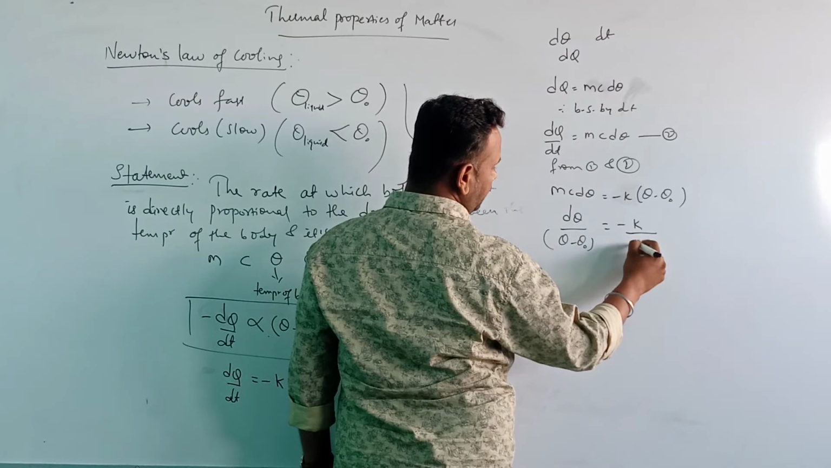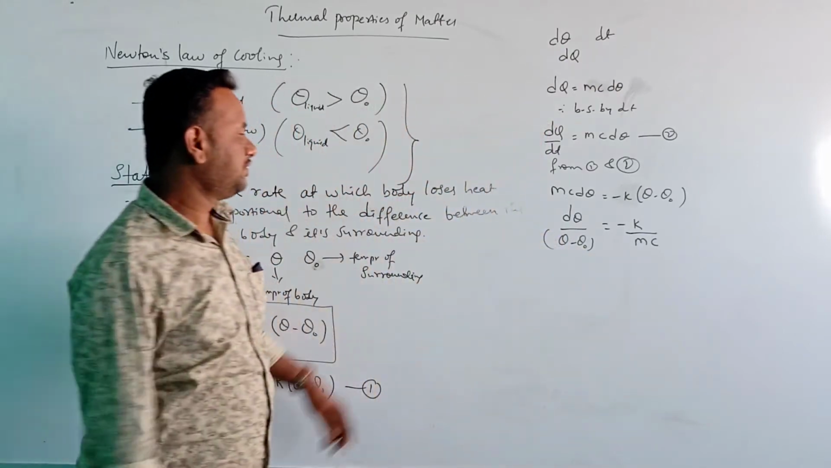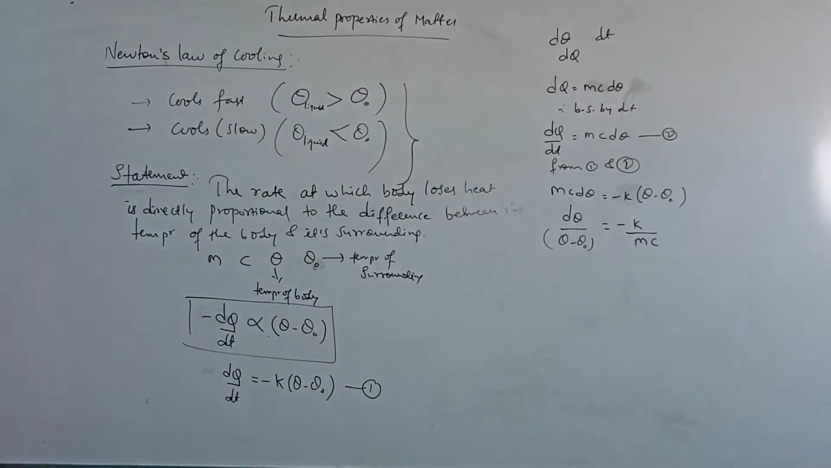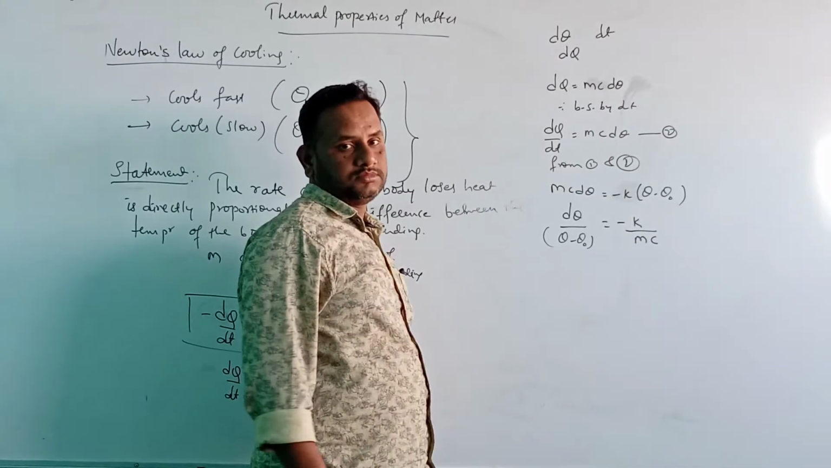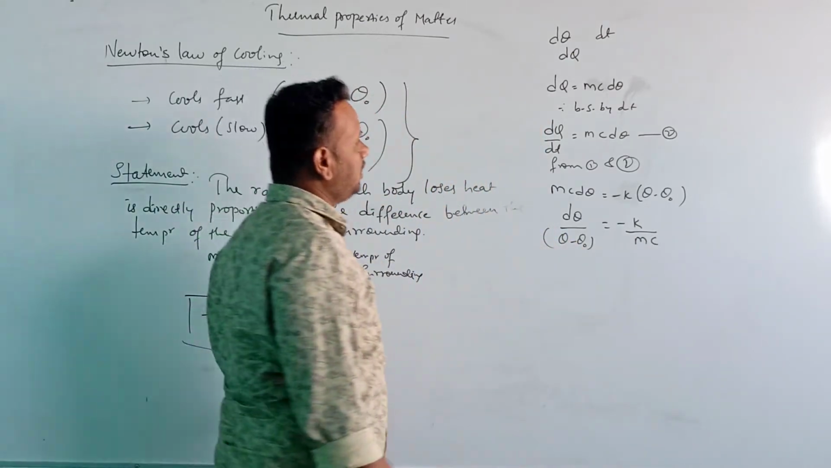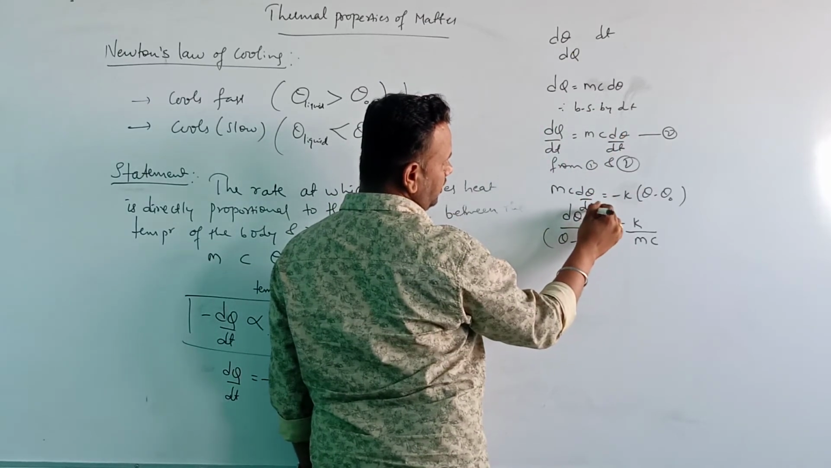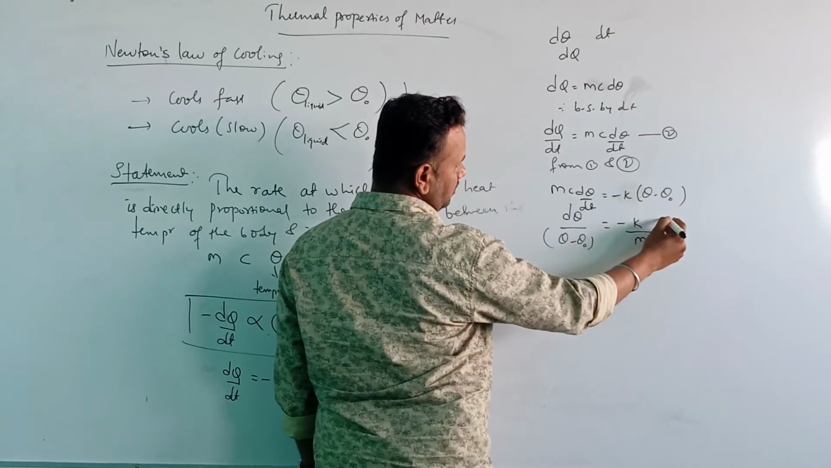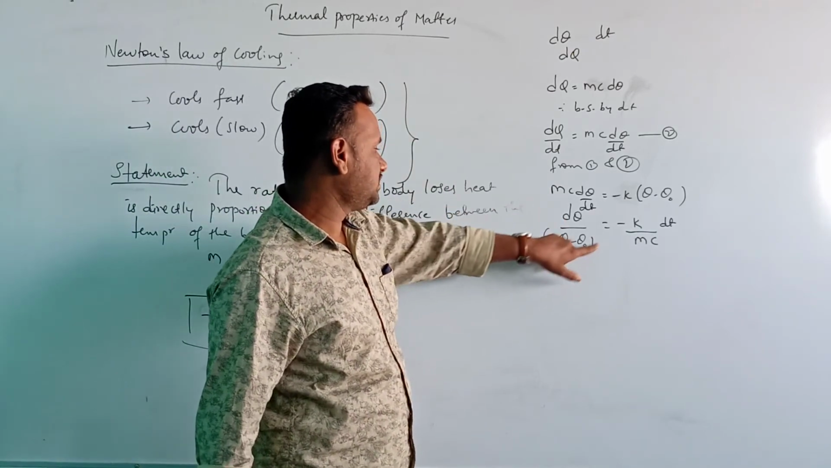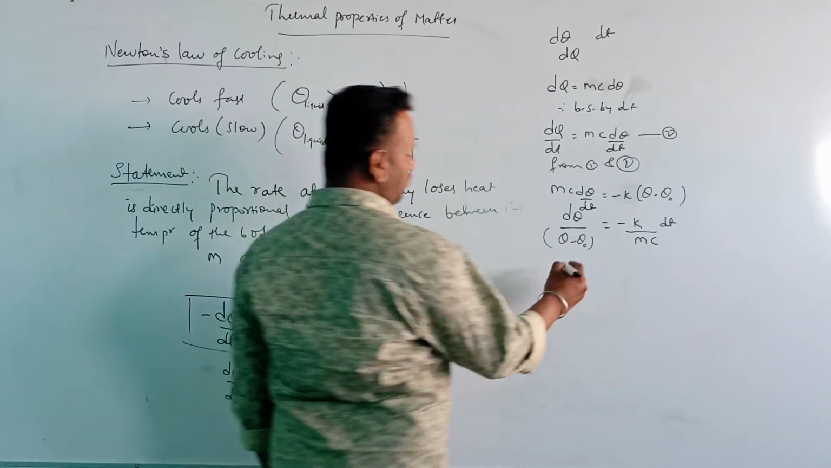Now it can be written as d theta by theta minus theta naught is equal to minus k divided by m into c, into dt. Here I divided by dt, so if I take it to the numerator of the right-hand side, it becomes dt. Now integrating on both sides.